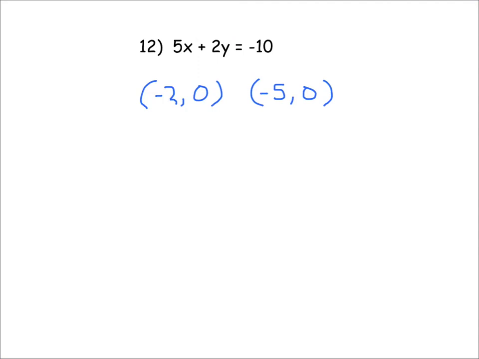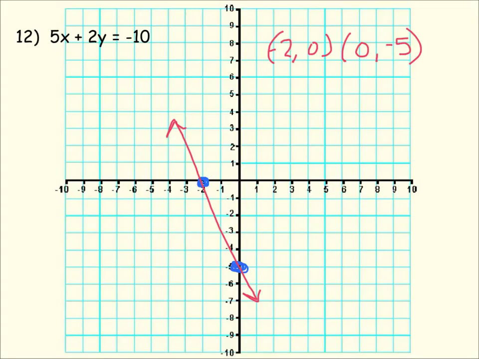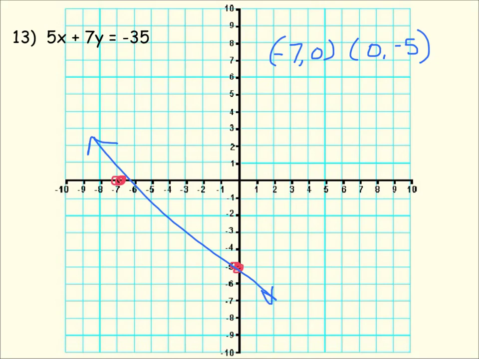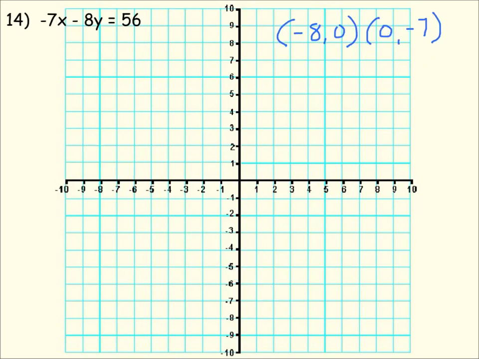Answers to number 12. And your graph, negative 2, 0, and 0, negative 5. For number 13, negative 7, 0, and 0, negative 5. And here is your graph, negative 7, 0, 0, negative 5, and your line. Sorry that was not perfect. All right, for number 14, you have negative 8, 0, and 0, negative 7. And then you have graphed at 0, negative 7, and negative 8, 0.